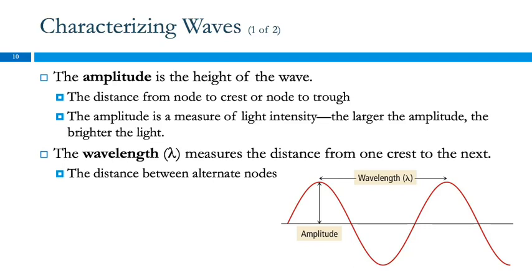Then we also have the wavelength. The wavelength is the length of the wave. So from one crest to one crest, or from one trough to one trough. And that's given the symbol lambda. It's a Greek lowercase l. It looks like an upside down y, lambda. It's the distance between one crest and the next.